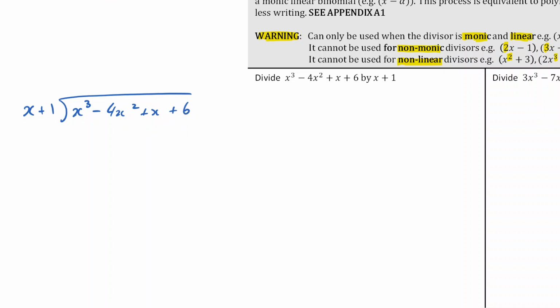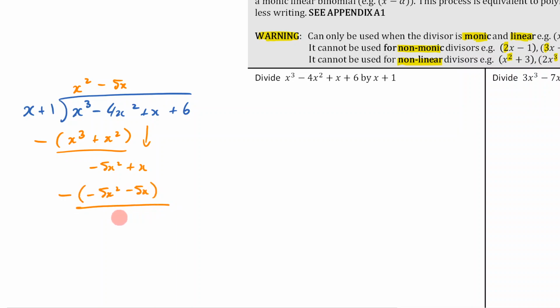Okay, let's go. I would go x into x cubed, this is x squared. Then I would multiply down. Then I would get plus x squared. Then I would have to subtract. This would be negative 5x squared. Then I would have to carry down the x. Then I would go this by this is going to be minus 5x. Then I would go this by this is minus 5x squared. And this is going to be minus 5x. And then I would subtract, and then I would go plus.